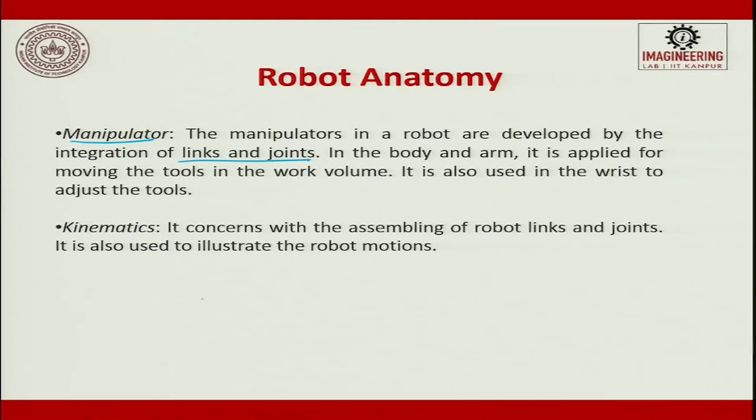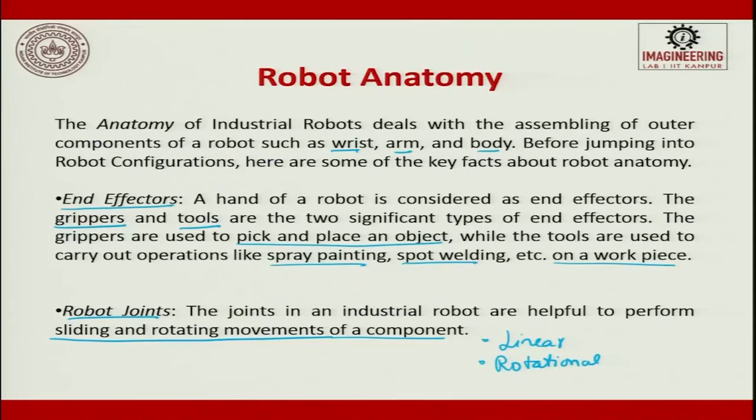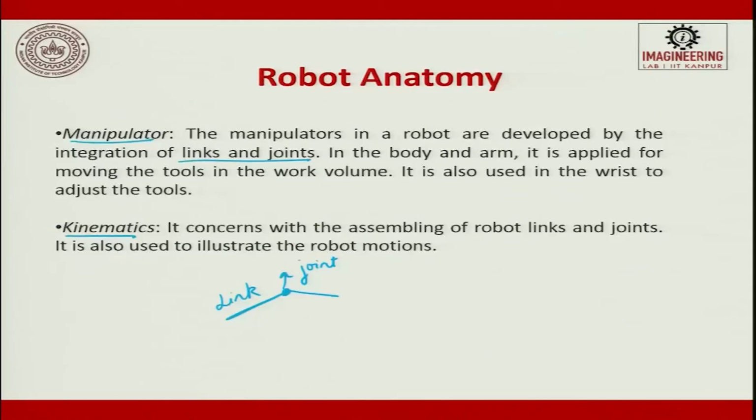So, a manipulator is nothing but you have a link, then a joint, a link. So, this is a link, this is a joint. It is also used in the wrist to adjust the tool. Kinematics concerns the assembling of robo links and joints. It is also used to illustrate the robo motion. Okay, kinematics. So, four important things in anatomy: end effector, robo joint, manipulator and kinematics.